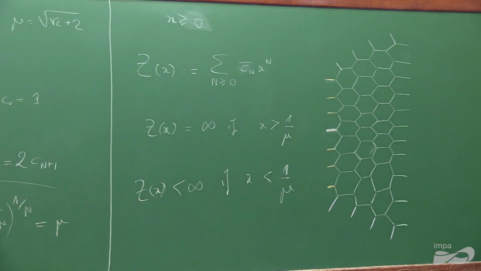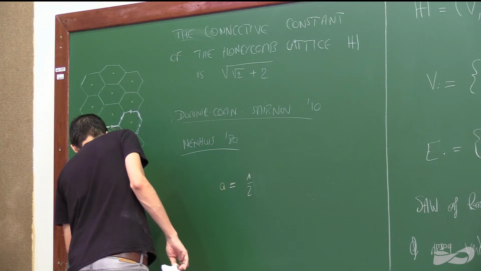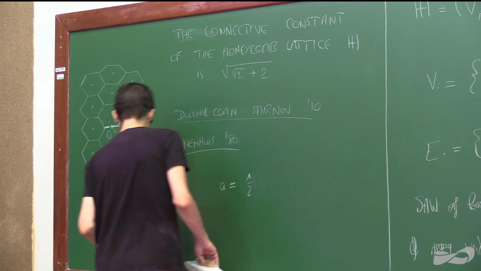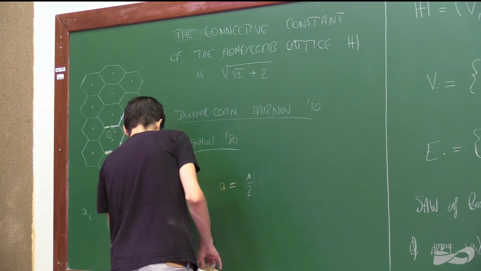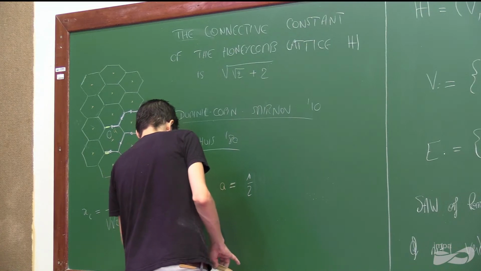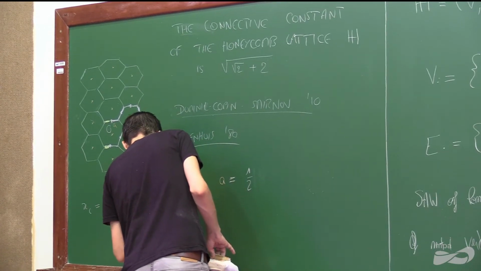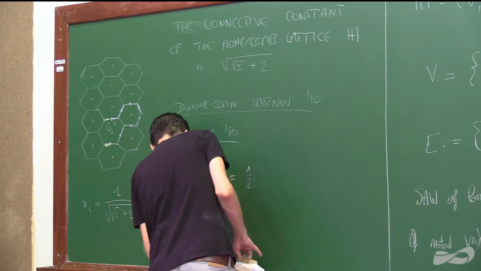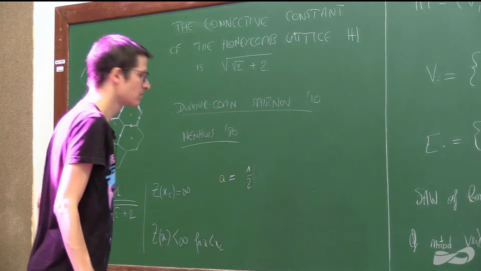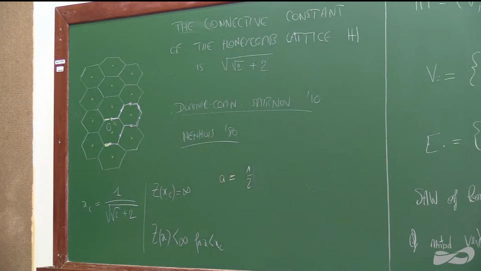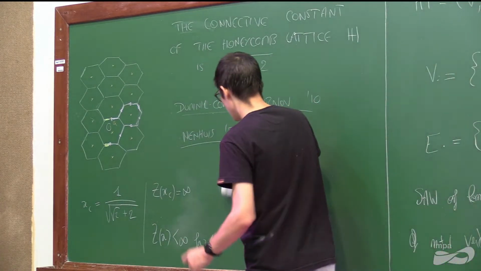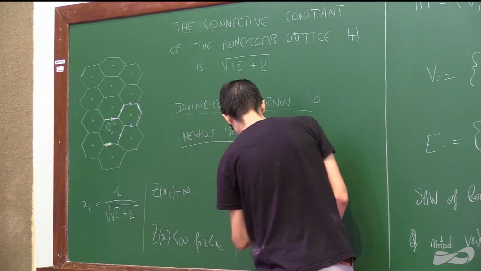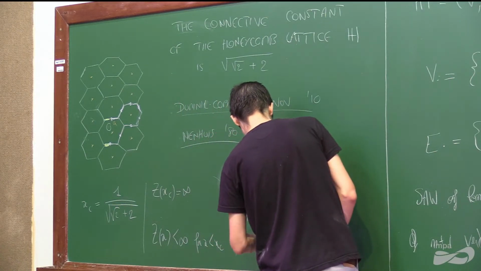So now our ultimate goal is, okay, we'll define xc to be equal to 1 over square root of 2 plus 2. And we are going to prove that Z of xc is equal to infinity, and that Z of x is finite for x smaller than xc. Okay, and these two things imply that mu is equal to 1 over xc, which is square root of 2 plus 2.